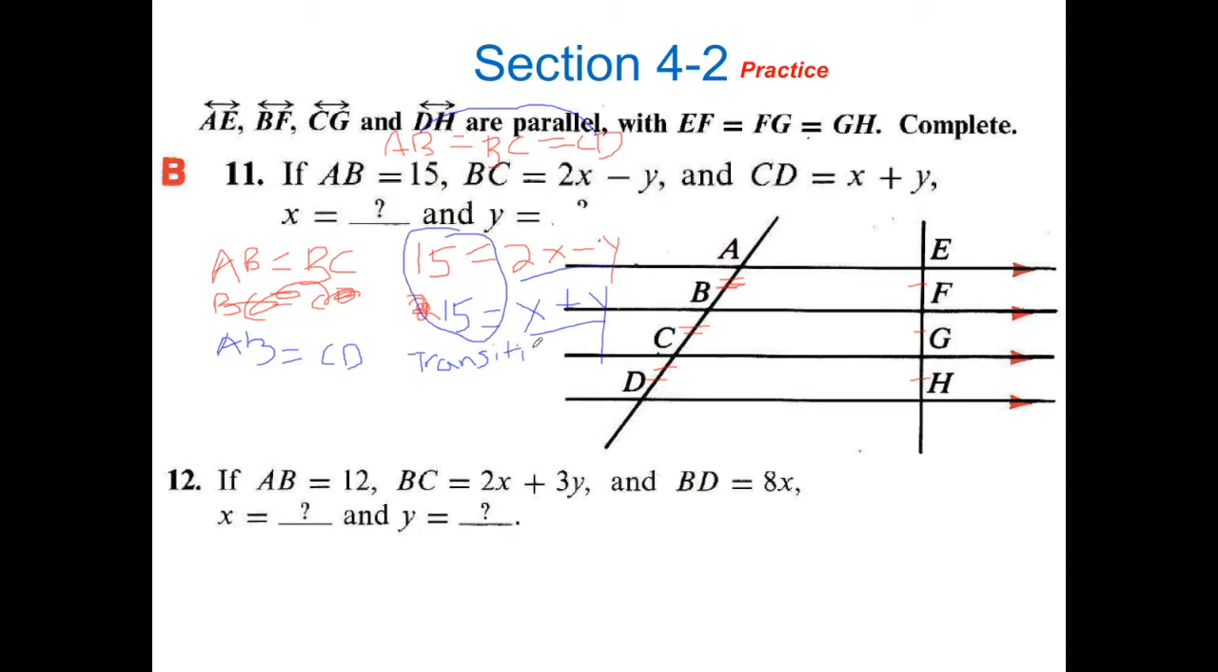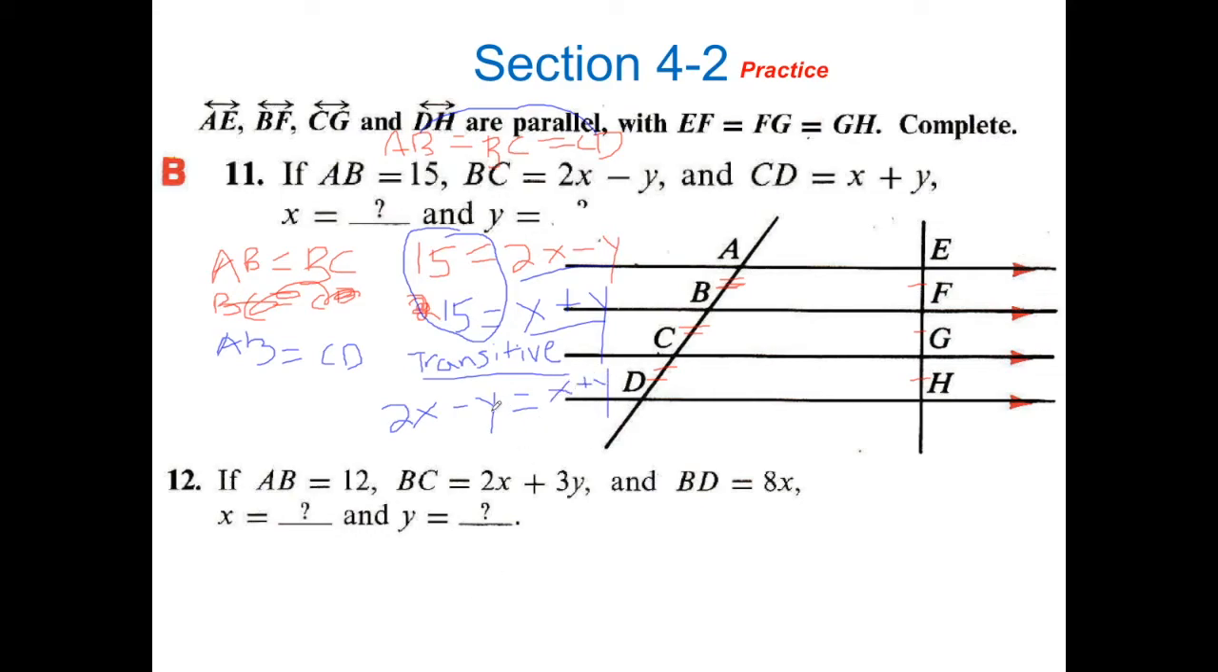Do you remember what this is called when we have more than one equation that shares the same variables, and we have to use those equations to figure out what the variables equal? This is called a system of equations, and we can use transitivity here, or the equal values method, to figure out what x and y must equal. So what I can do is set 2x minus y equal to x plus y.